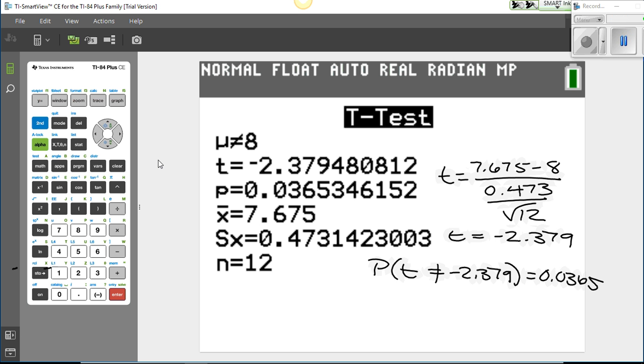Yep, that's the P. The only one that's a little tricky is like the one proportion z-test, because you've got a P sub 0 and a P. P stands for probability. That's why they do a P naught, or P sub 0.